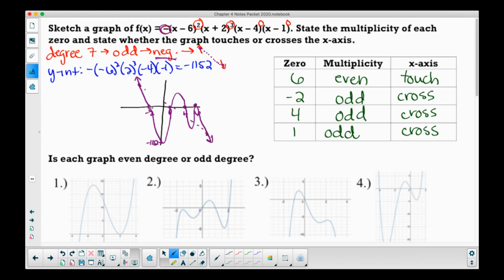And then from there, we just sketch it in using our multiplicities. So at -2, we cross because -2 has an odd multiplicity. Go through our y-intercept, come back up and cross at +1, cross at +4, and then +6 had an even multiplicity of 2 there, so we bounce right there. All right, so this is a possible sketch of this graph.